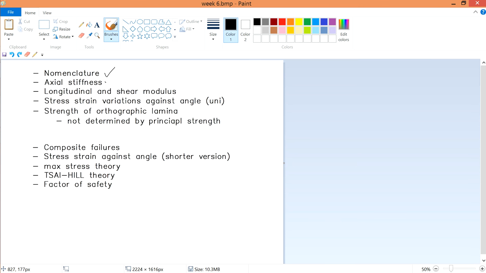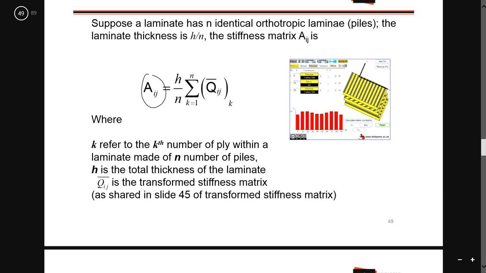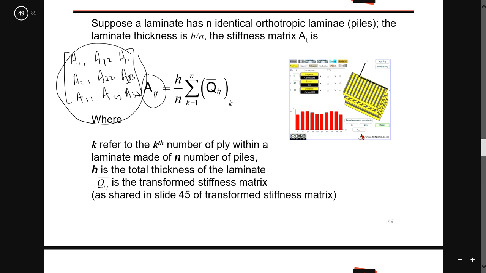As such, we have cleared away the axial stiffness, and last but not least, the longitudinal and the shear modulus. Let's talk about it now. Once you get your Aij, if you think about it, it's actually a matrix also. Like this, in terms of A11, A12, A13, because these are all in terms of a matrix also. So you sum all the matrices and then multiply by a certain ratio, you'll get this number.